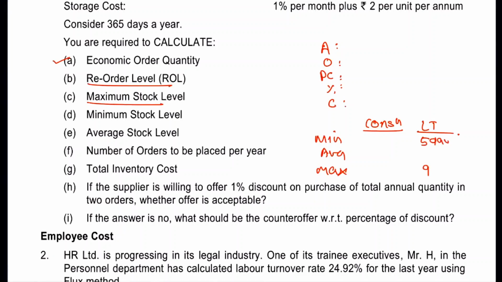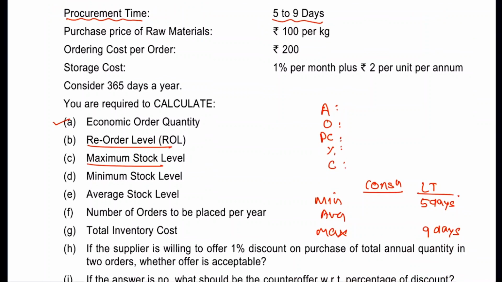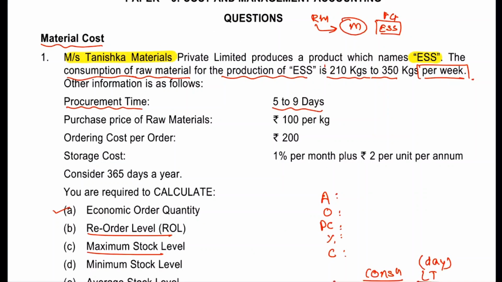Now there is a problem. Sir, what is the problem? First of all, if it is 5 to 9 days, can you give me the average lead time? 5 plus 9 divided by 2, right? 7 average. Now, they have given consumption also, but it is a trick question actually. Lead time is given in days, so you need consumption also in days. What will be your consumption per day? But the consumption is given in week. So now there is a problem.